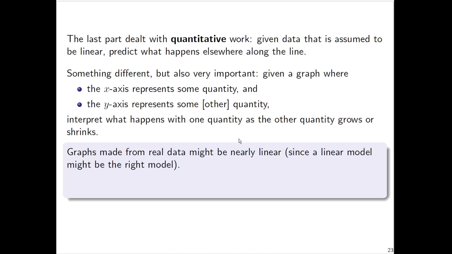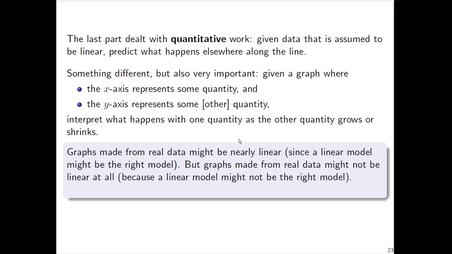Graphs made from real data might be linear or nearly linear, and that can happen because, depending on what you're looking at, a linear model might be the right model. Now, probably nothing in real life is perfectly linear, but it might be a decent model, a good approximation. But graphs made from real data might not be linear at all, just because a linear model might not be the right model for that particular application. It is what it is, right? So sometimes the graphs you look at are very line-like, almost very straight, and other times they're not. But it shouldn't matter. In all cases, just read the real data from the graph that's presented.